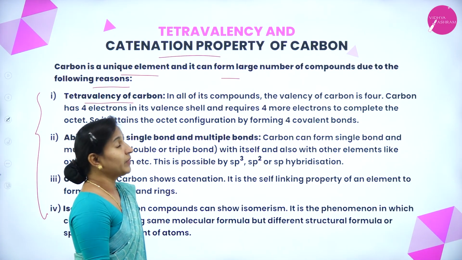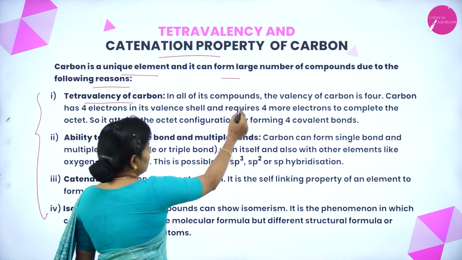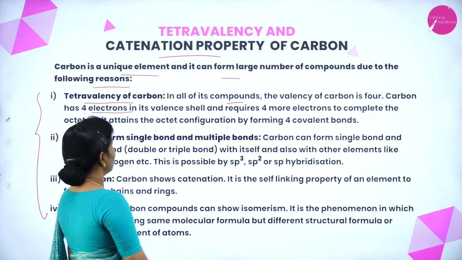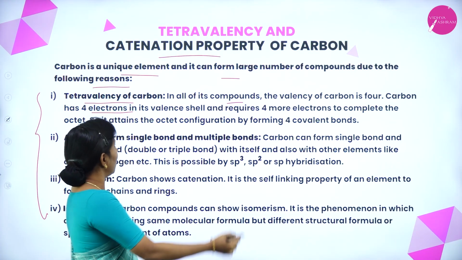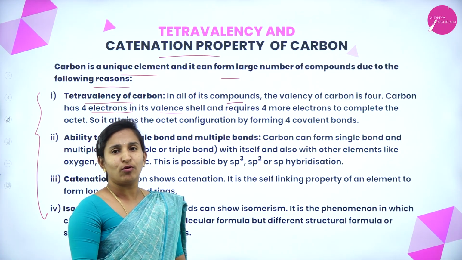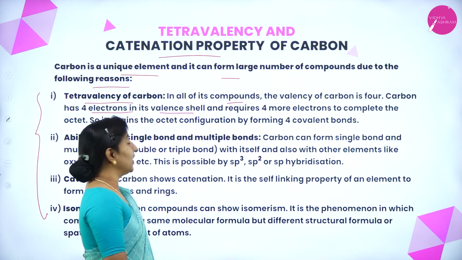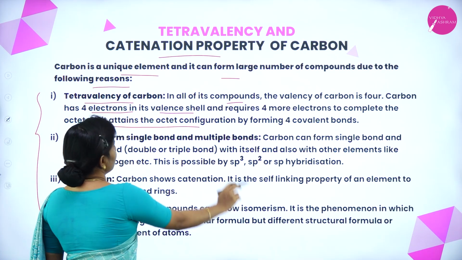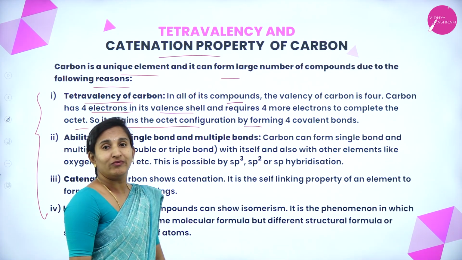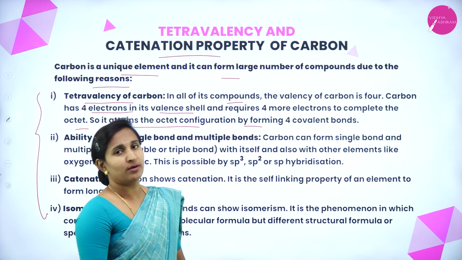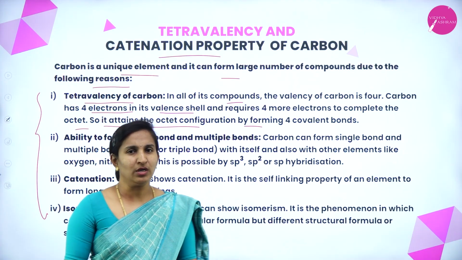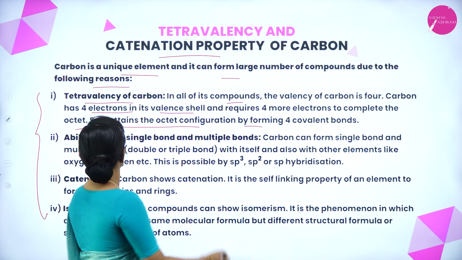Tetravalency of carbon. In all of its compounds, the valency of carbon is 4. Carbon has 4 electrons in its valence shell and requires 4 more electrons to complete its octet. So, it attains octet configuration by forming 4 covalent bonds. Covalent bond means the mutual sharing of electrons to form a bond. We call it a covalent bond.